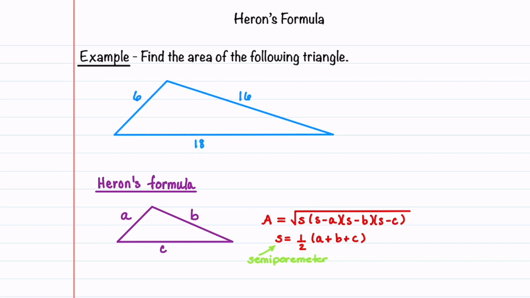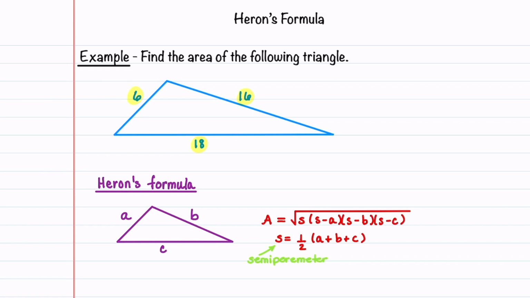Let's walk through an example where we're given the lengths of all three sides of a triangle and we want to find the area of the triangle. Our triangle is an example of a side-side-side triangle, and our side lengths are equal to 6, 16, and 18. Heron's formula gives us a way to calculate the area when we know all three sides of the triangle.